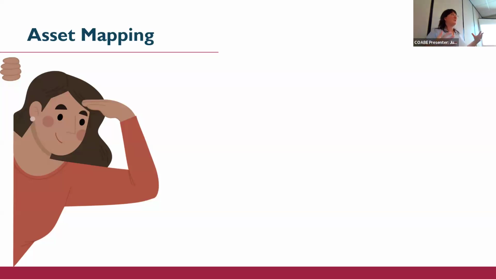Asset mapping is another really great strategy and is part of the pre-work that's really necessary to be able to do digital navigation effectively. So you need to know what you have and what you don't. Pretty plain and simple. And there's nothing wrong with not having it all. And I want to be really specific about that.